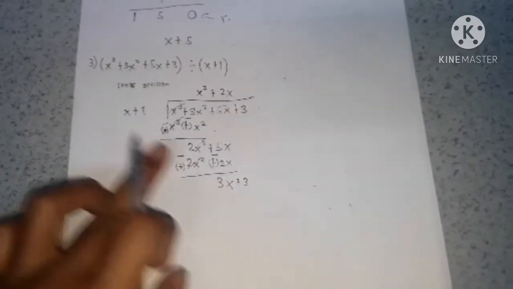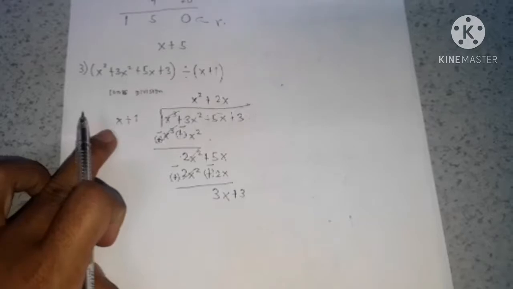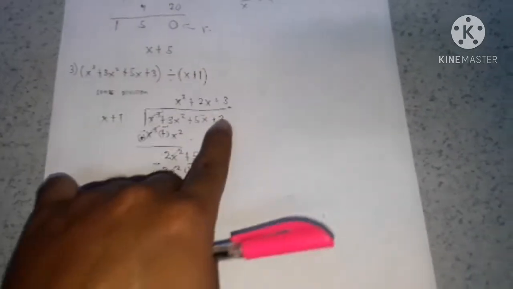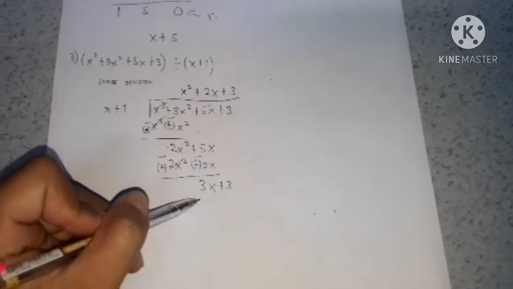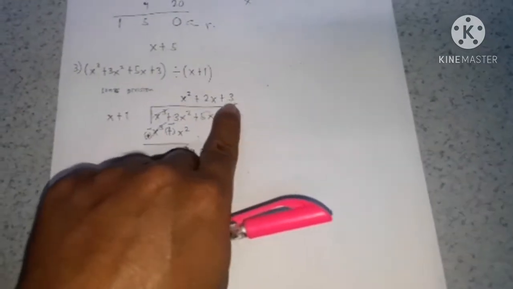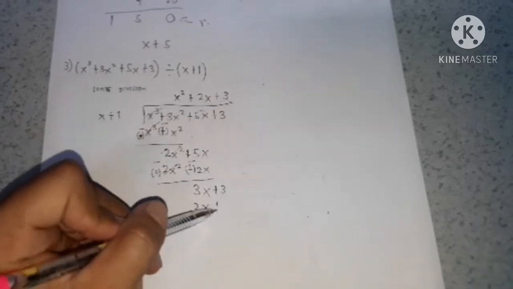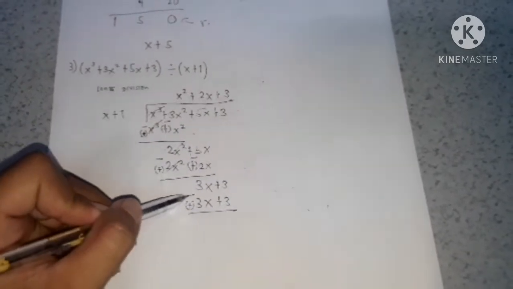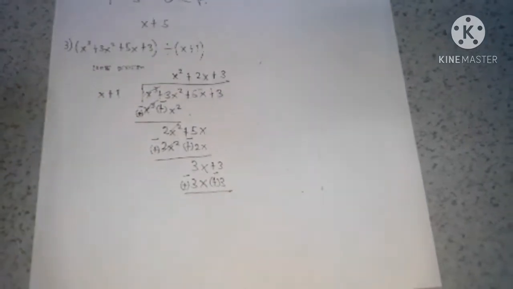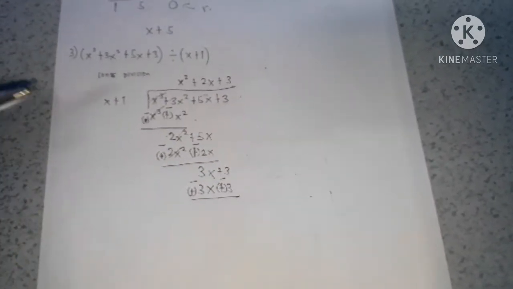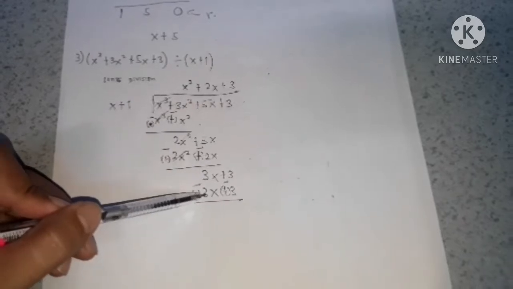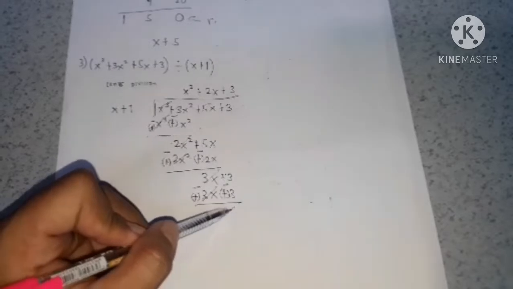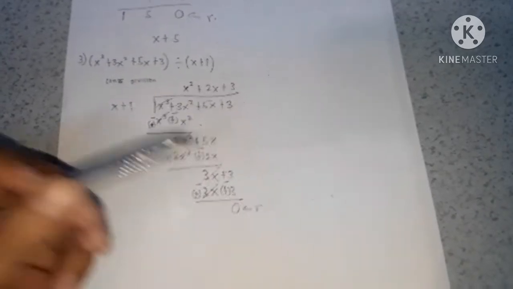So, divide this one by this one. You have positive 3x divided by positive x. That is equal to positive 3. And positive 3 times x, that is positive 3x. Positive 3 times positive 1, that is positive 3. So, change the sign, positive magiging negative. Proceed to addition. So, you have positive 3x plus negative 3x. Again, that is 0. And then, positive 3 plus negative 3, that is 0. So, ang remainder ulit ay 0.